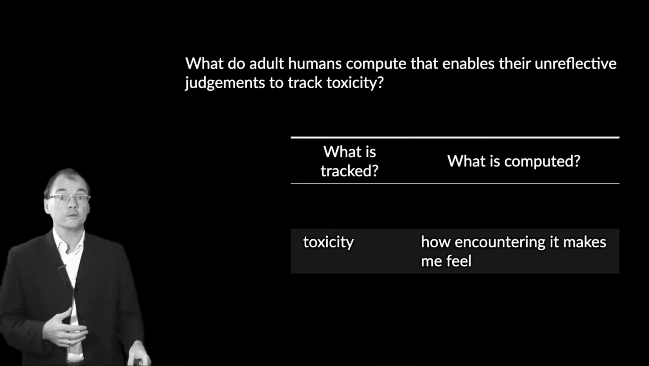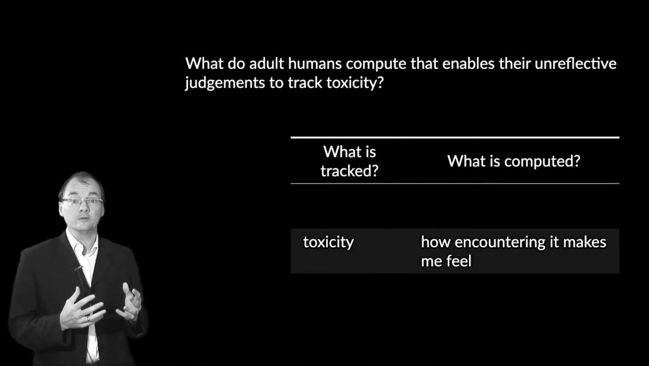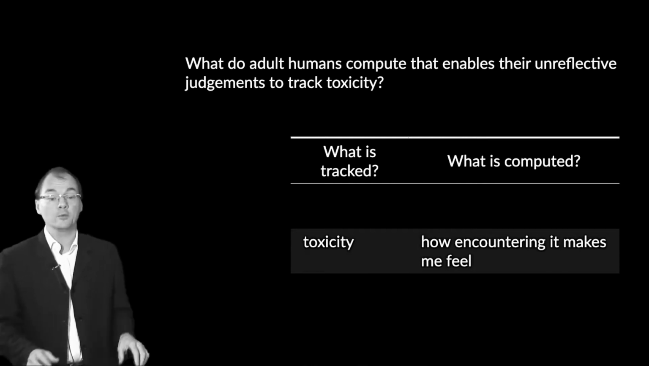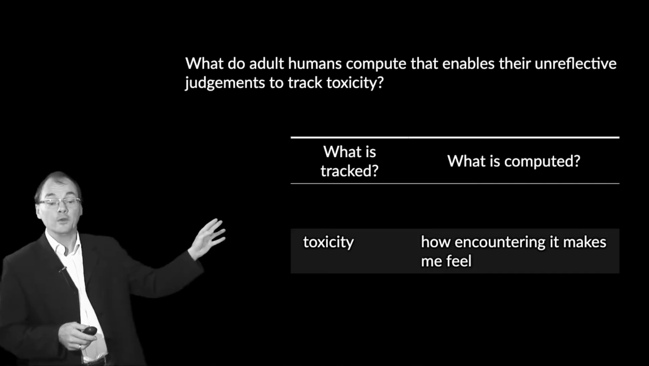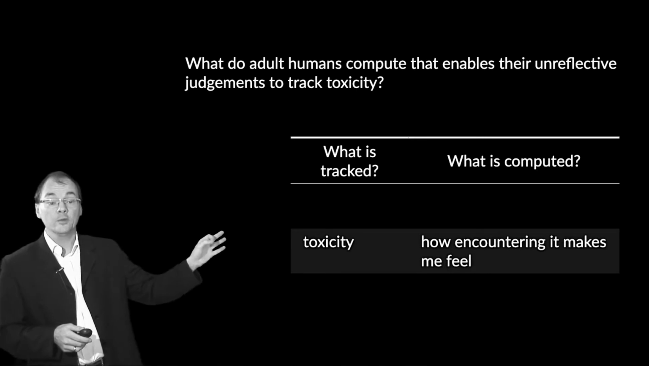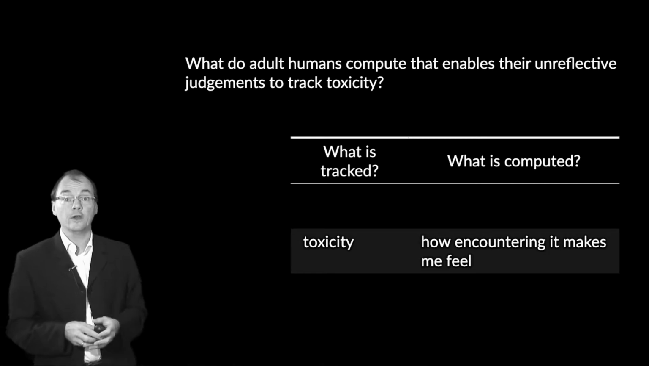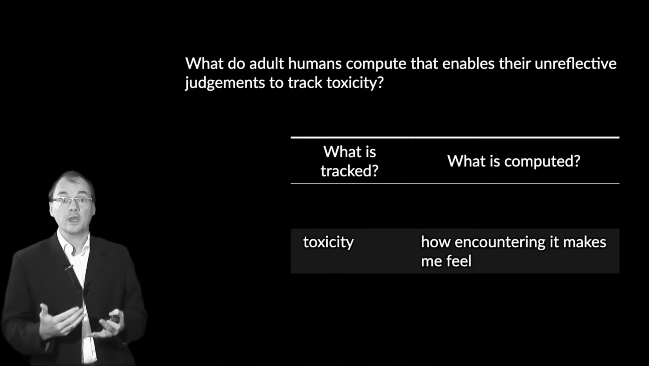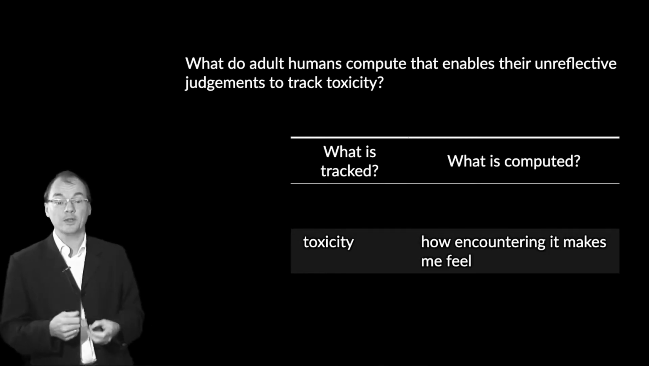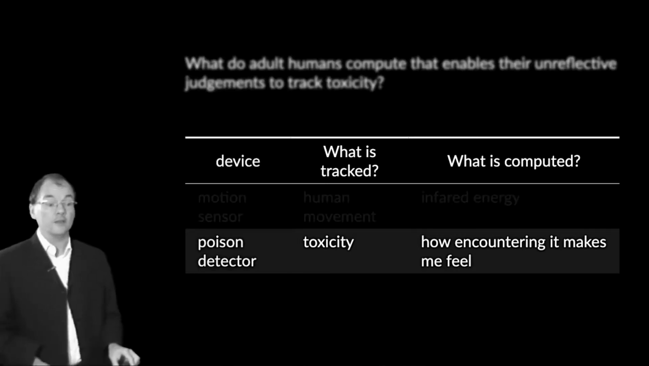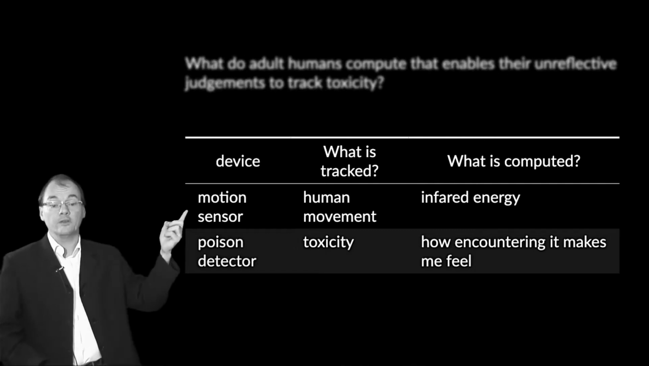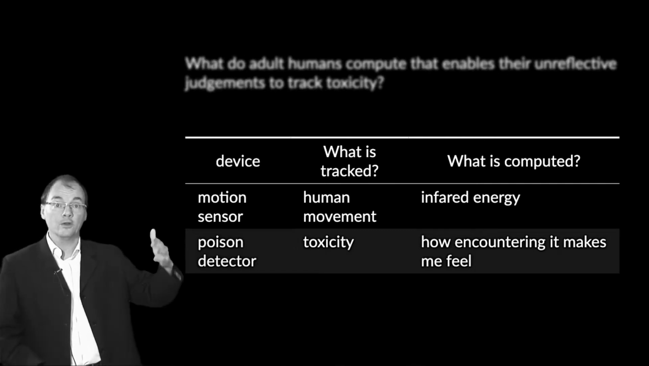And humans are pretty good like that. This, of course, is important for human survival outside of modern societies with supermarkets where everything's labelled and so on. So I take it this is very straightforward. Humans compute how encountering a potential food item makes them feel in order to keep track of toxicity. Very simple idea. And what we're suggesting is that exactly the same pattern occurs in the case of devices like motion sensors. There's a difference between what's computed and what's tracked.